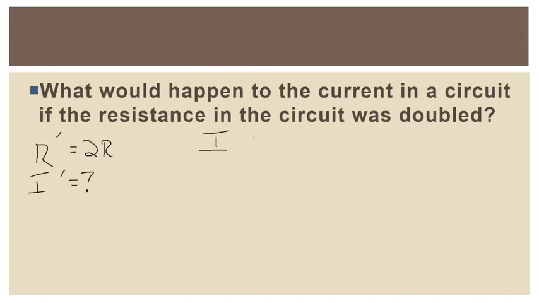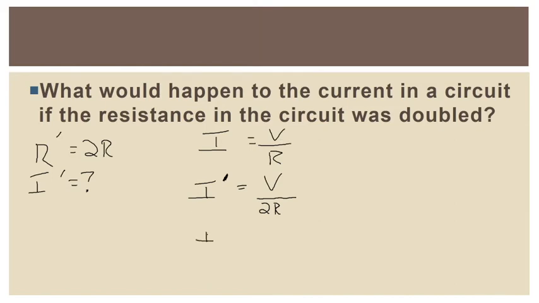The equation for the current is voltage over resistance. And so to plug in for the changes here, we write I prime equals V. Again, because that doesn't change, we could plug that in as 1V or just leave it as V. And then we divide that by the change in the resistance. So we plug in 2R.